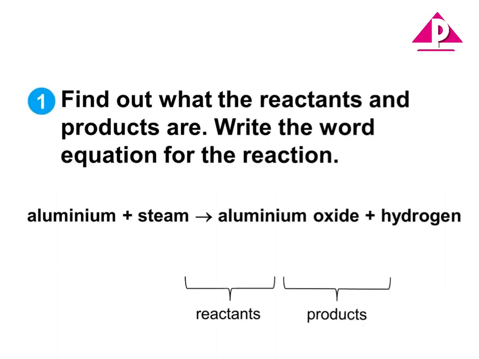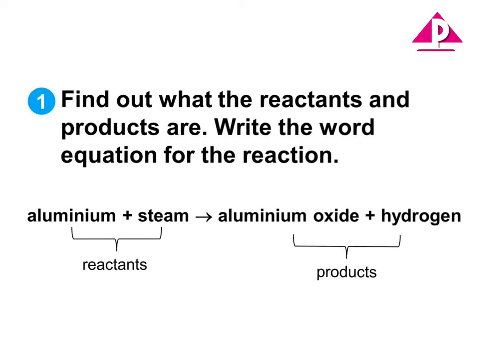Now, let's take the reaction between aluminium and steam as an example to see how to write the related chemical equation. First, find out what the reactants and products are. Then, write the word equation for the reaction. When aluminium reacts with steam, aluminium oxide and hydrogen form. In this reaction, aluminium and steam are the reactants, aluminium oxide and hydrogen are the products.